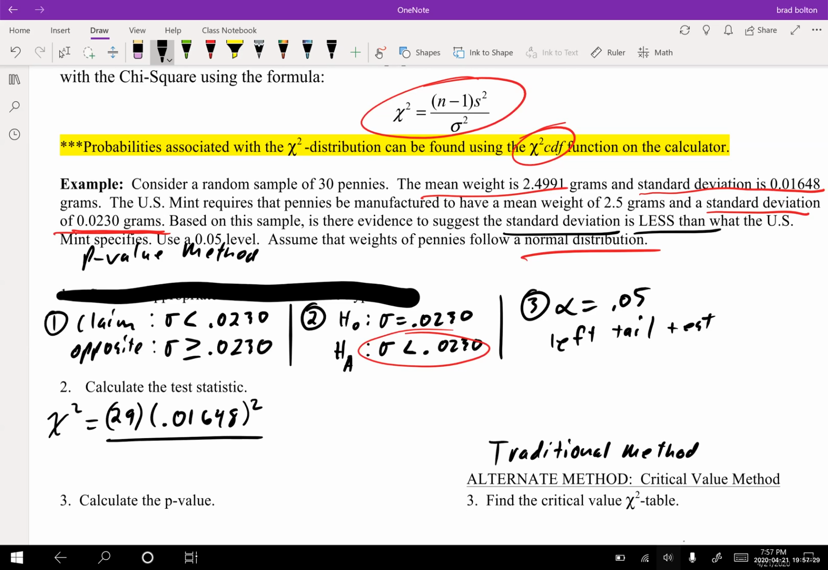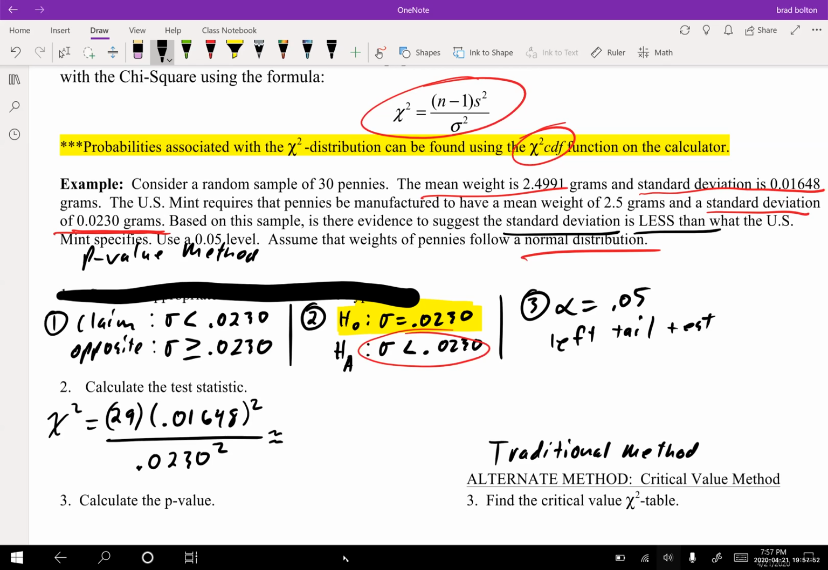Well, I'm going to get that from the null. The null told me, so hopefully you guys are seeing me drawing this highlight right here. The null tells me that the standard deviation of the population is 0.0230, and then we square that as well. So let's see what we get on our calculator.